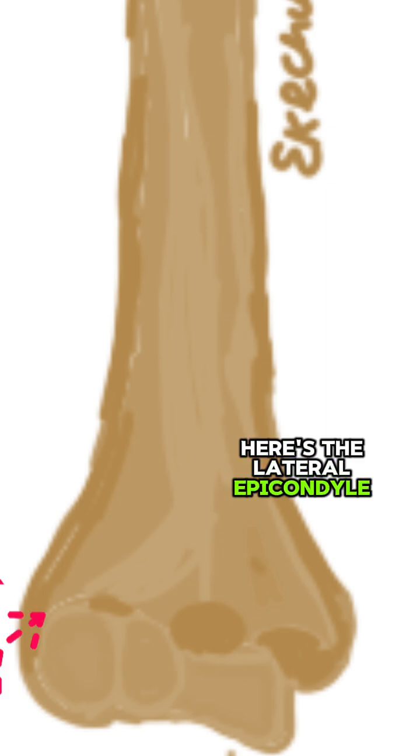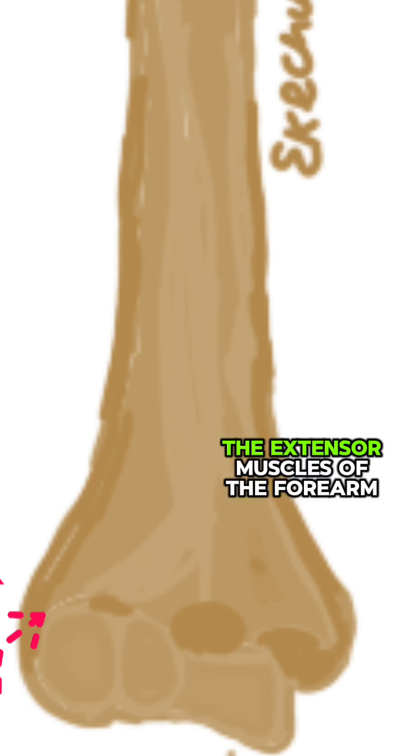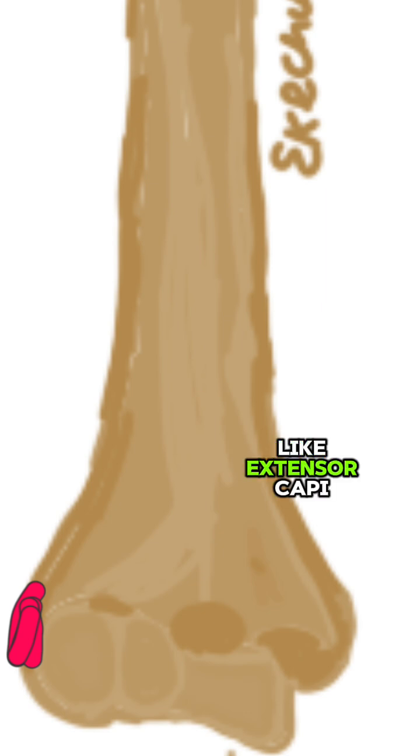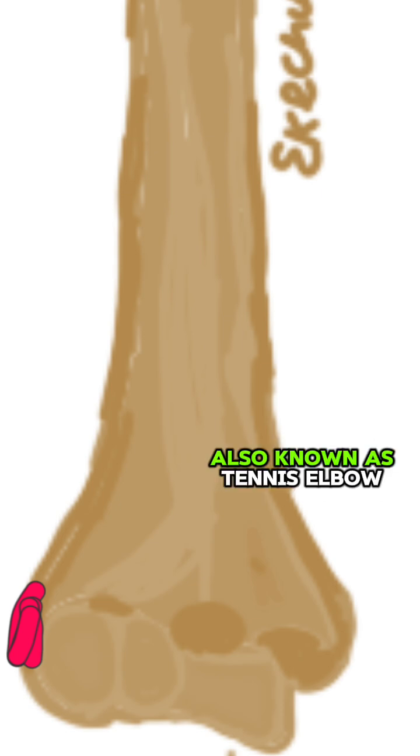Here is the lateral epicondyle, a smaller projection that lies on the lateral side. The extensor muscles of the forearm attach on it, like extensor carpi radialis brevis and extensor digitorum muscle. So this lateral epicondyle is usually associated with lateral epicondylitis, also known as tennis elbow.